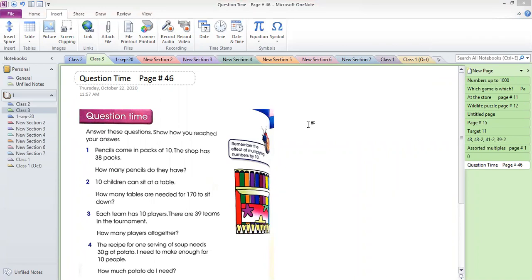In the topic Question Time, we have to learn the effect of multiplication by 10. I give you an example here. Don't need to write anywhere, okay? Just look here. If I say 47 multiplied by 10 equals what?